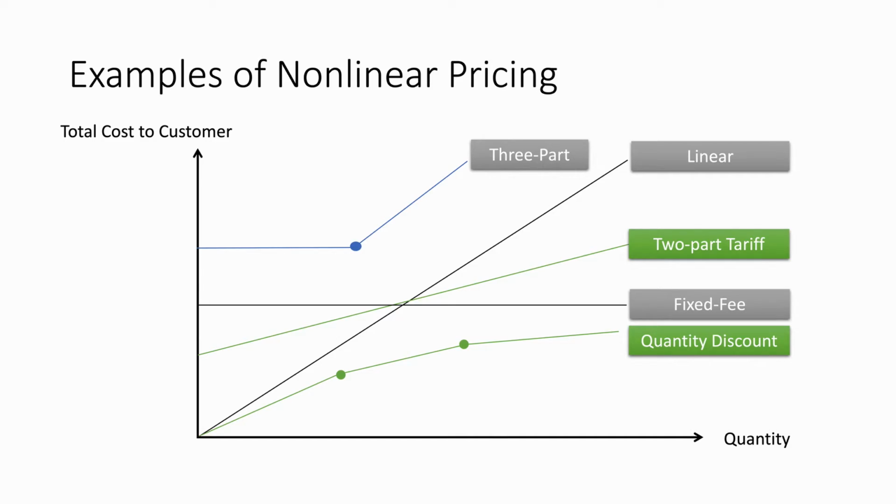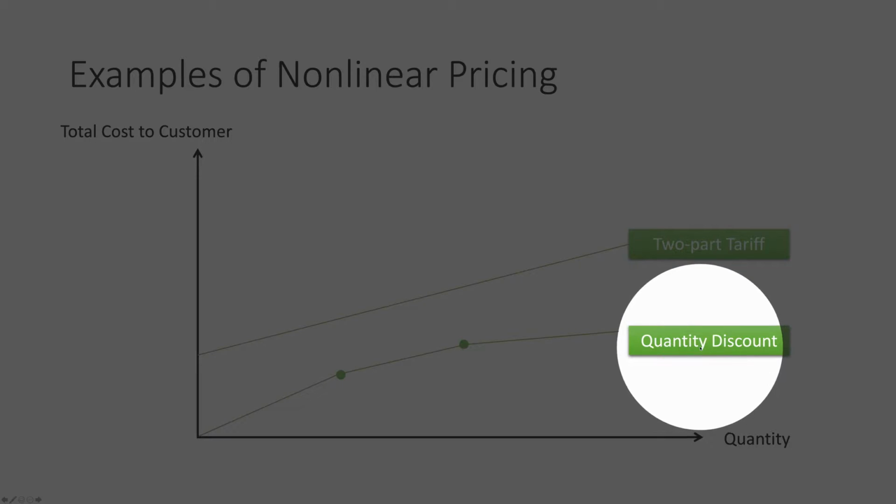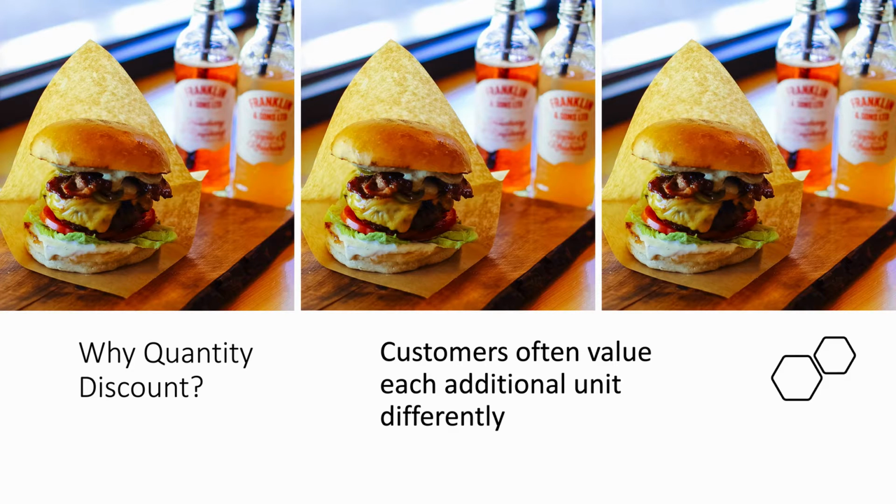So here are basically different types of nonlinear pricing. The focus today is on a particular type of nonlinear pricing. It's called quantity discount. The two-part tariff will be examined in a separate lecture. First, what is a quantity discount? And why run quantity discounts?